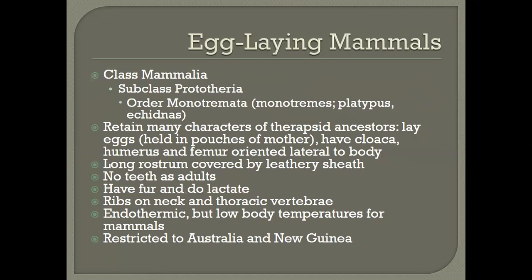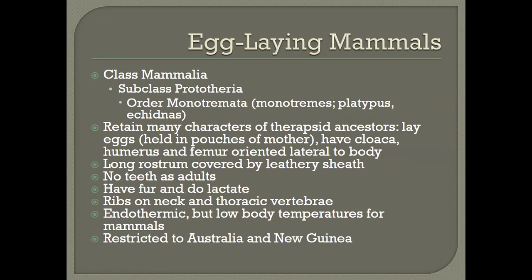for egg development. They have a cloaca opening as opposed to having separate openings for urinary system and excretory system and reproduction. Their humerus and femur are lateral to the body, which is quite different from the rest of us. They have a leathery sheath on their rostrum. Adults lose their teeth. They have fur, but they do lactate. Their ribs continue up to the neck as well as through the thoracic vertebrae.